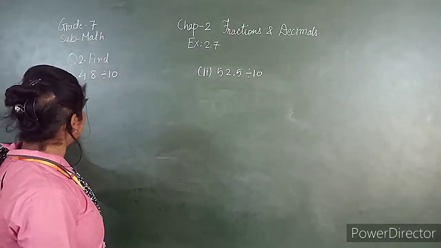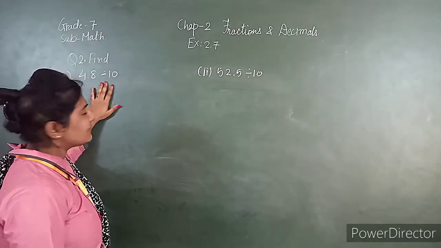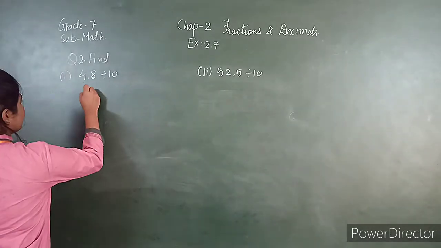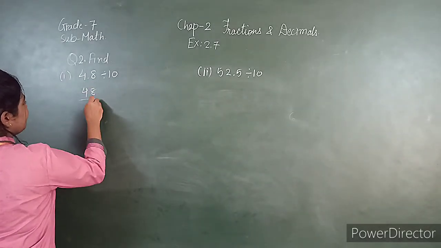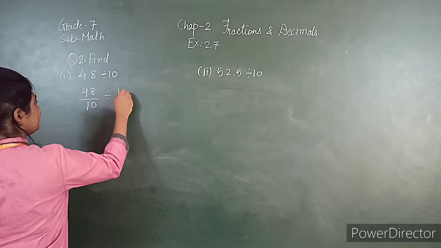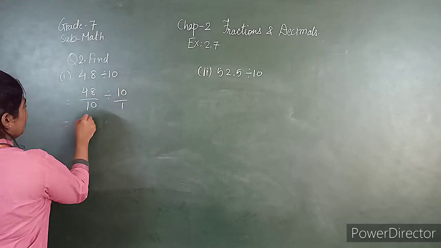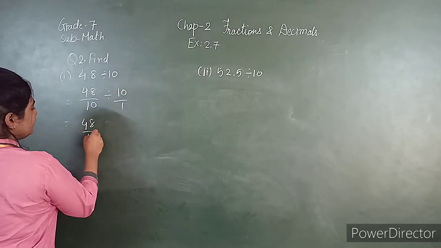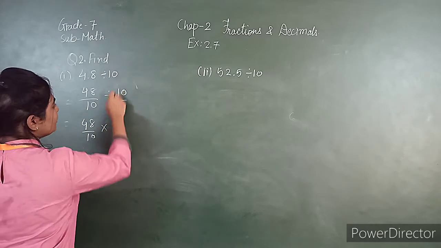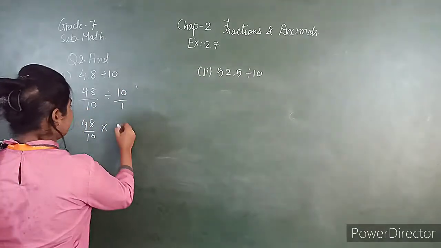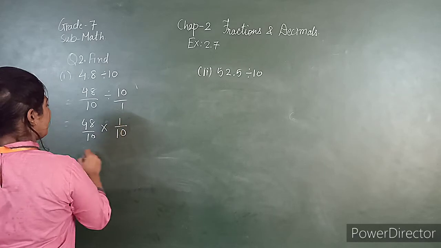Now come to question number 2. First, 4.8 divided by 10. If we remove this point, then we write 10 in the denominator, divided by 10 upon 1. Now 48 upon 10. If we change this sign, then we write the reciprocal of this number. So it is 1 upon 10.